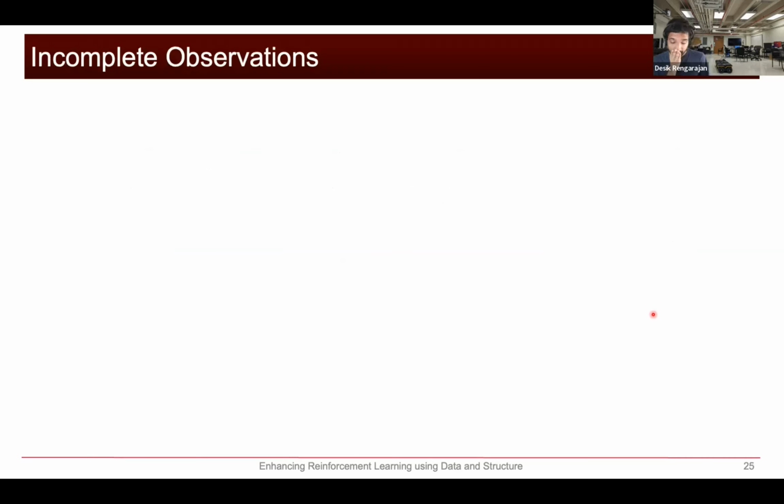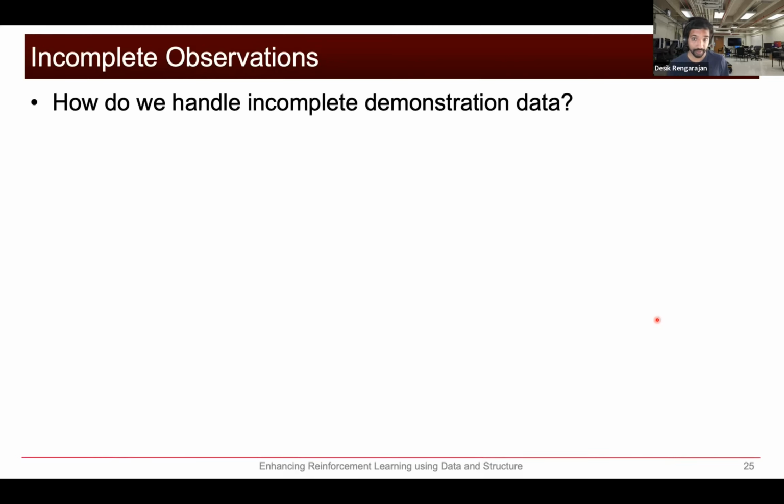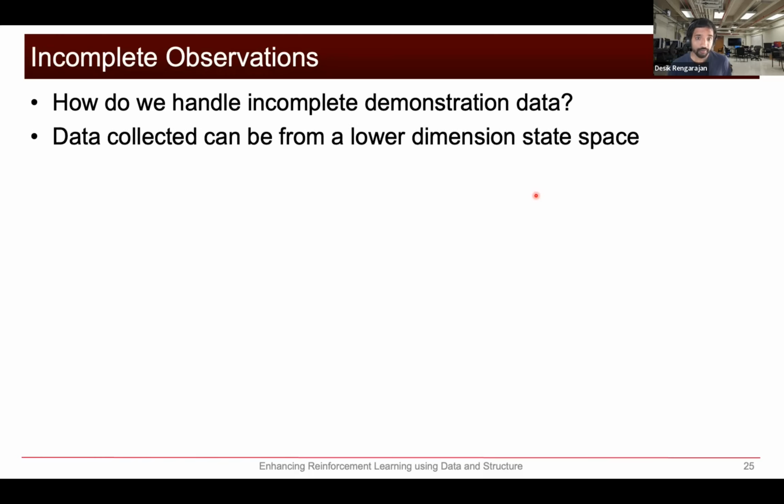So that's good. Now another advantage of our algorithm is that it can extend to a situation where we have incomplete observations, which is very pertinent to real-world applications. So how do we handle these incomplete observations? For example, in many situations, we may have data which can be collected in a lower dimensional state space, but we want to train an algorithm in a higher dimensional state space. So what does this mean?